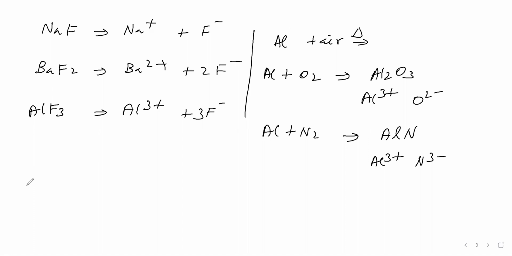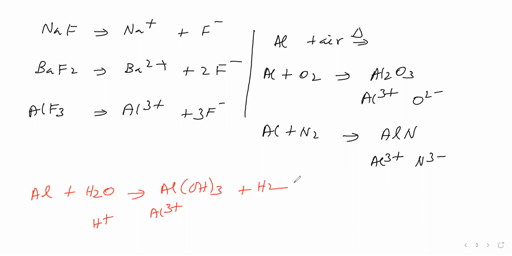Then aluminum with boiling water, we'll see. This aluminum becomes Al3 plus. That Al3 plus takes OH minus from water and becomes Al(OH)3. In the water, what remains is H plus. It undergoes reduction and gives hydrogen gas. So aluminum with boiling water gives aluminum hydroxide and hydrogen gas.